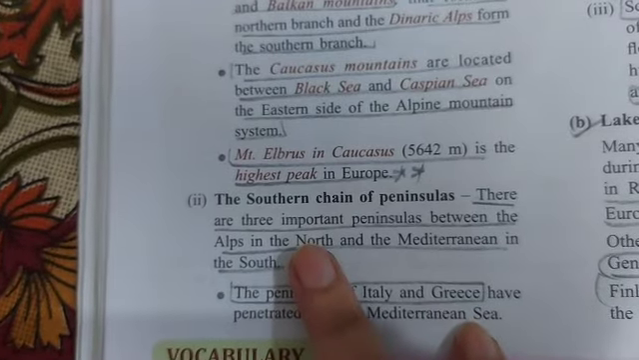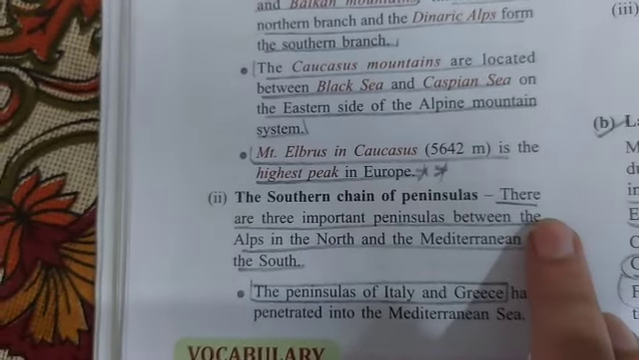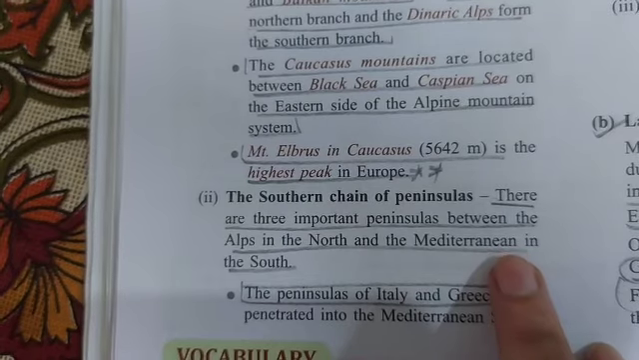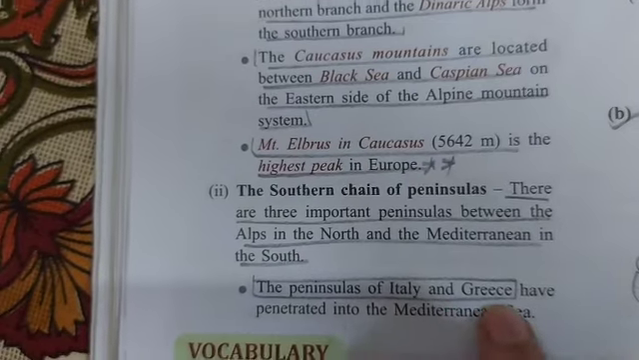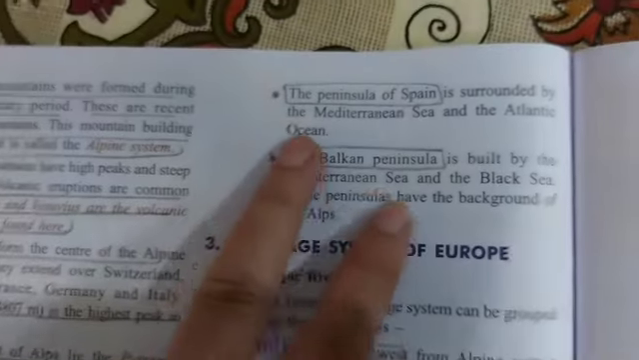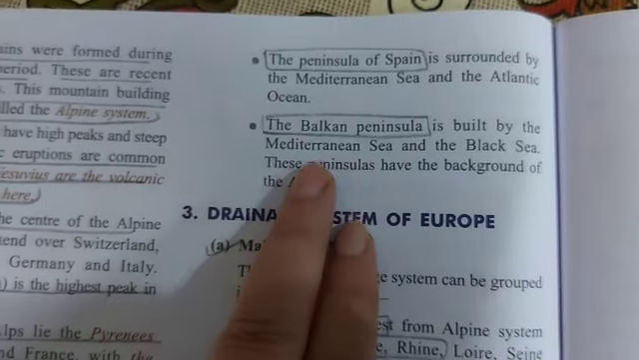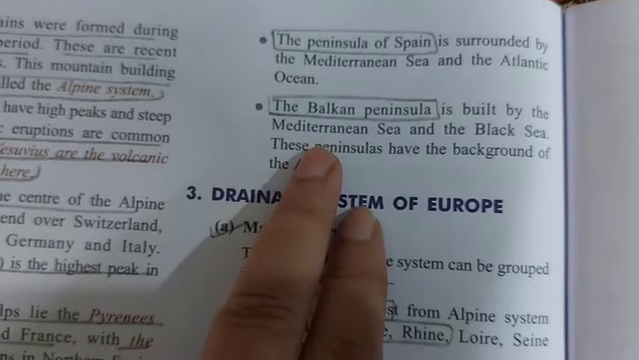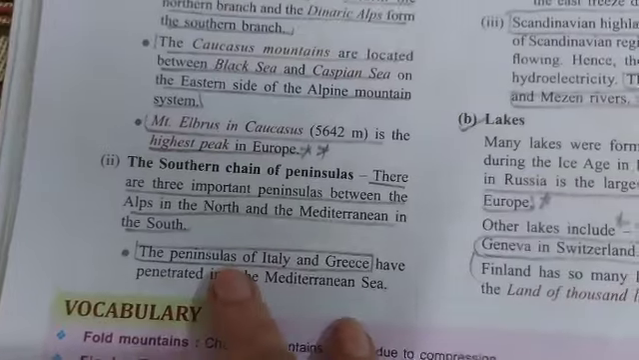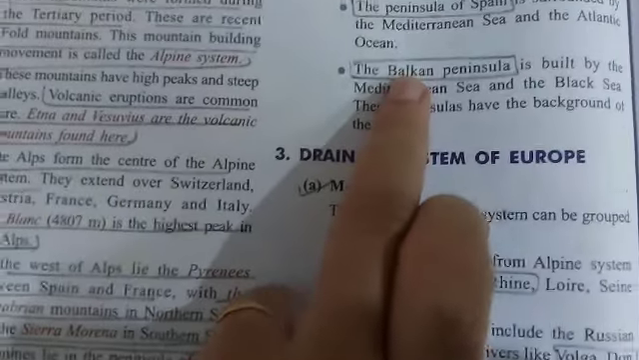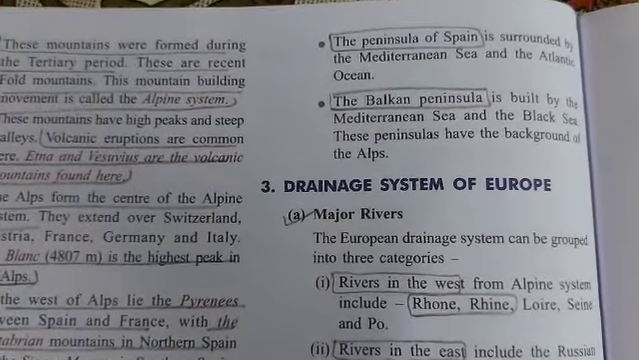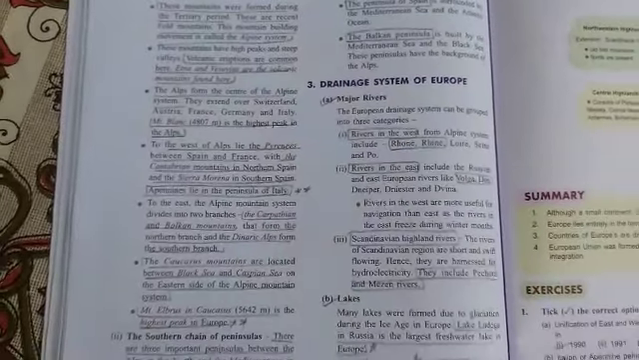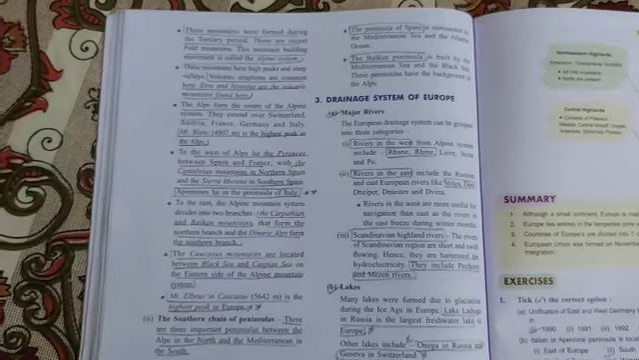Next one is the southern chain of peninsulas. There are 3 important peninsulas between the Alps in the north and the Mediterranean in the south. First one is the peninsula of Italy and Greece. Mark it. Then it is the peninsula of Spain. Mark that. Then it is the Balkan Peninsula. Mark that too. These 3 names become very, very important. As you can see, I have kept these 3 names inside a box. Please mark that and keep it inside the box as well.